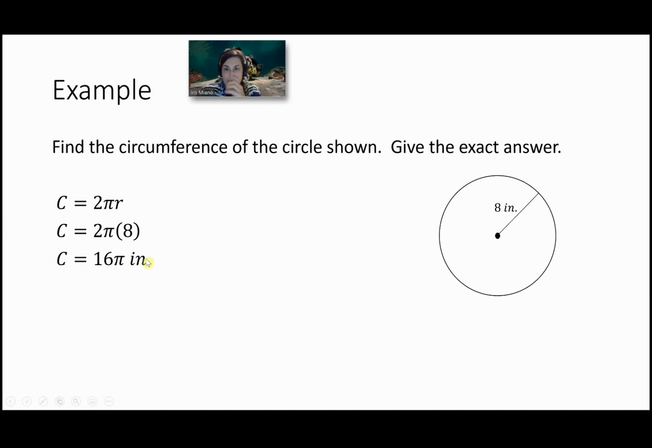Now remember, circumference is like perimeter. It's a one-dimensional construct, so the units should be one-dimensional. Okay, only when we talk about area of a circle or area of a sector or composite figures that contain circle elements are we going to talk about two-dimensional units. Okay, moving on.